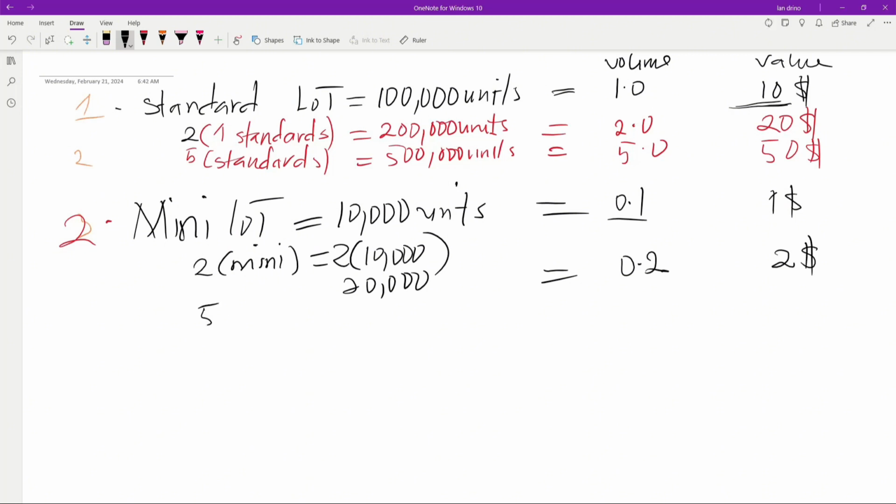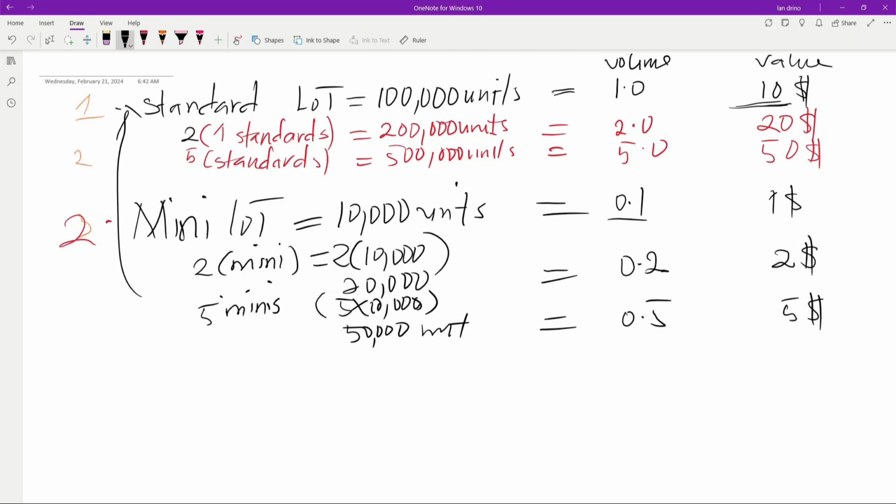What if you are controlling 5 minis? 5 minis will be 5 times the value per mini. Okay, 5 times 10,000. So you are going to be controlling a volume of 50,000 units of base currency. Okay, so what's going to be our trading volume? 0.50. Okay, that's 5 times 0.1. What's going to be our value per pip? $5 every time the market moves in your favor. You are going to be making $5. So you can try 6 minis, 7 minis, up to 10 minis. 10 minis is equivalent to a standard lot, 1 standard. You can try that.